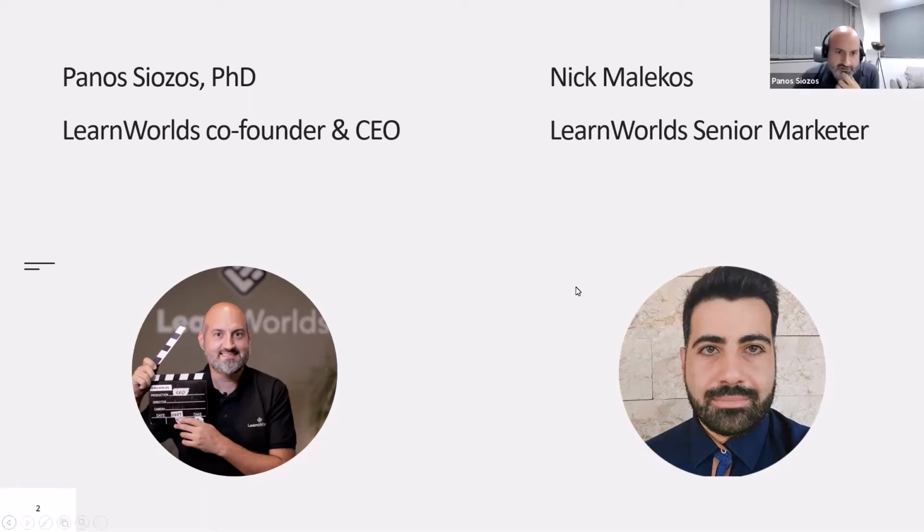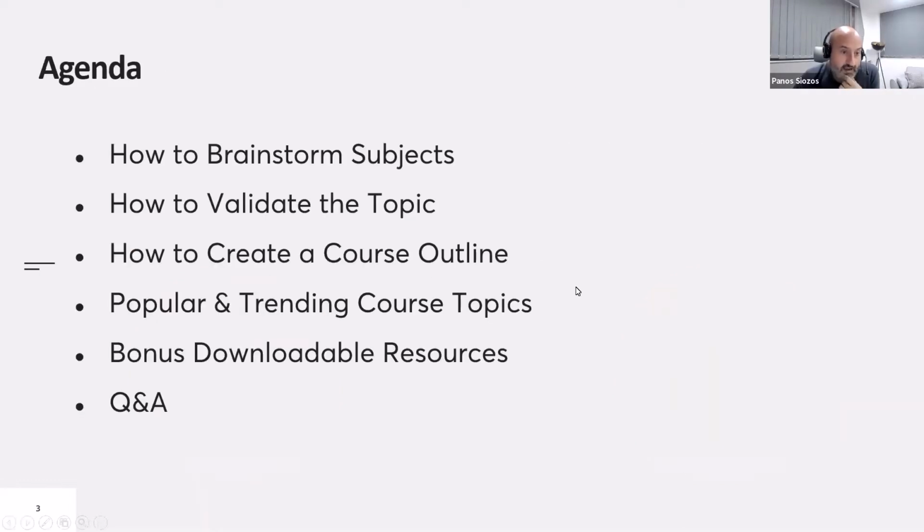After these introductions, let's see what we're going to cover today. We're going to talk a bit about how you can brainstorm about the subjects that you can deal with, the things that you know, and how you can transform them into an online course. We'll also talk about a few tools and methods that you can use to validate your topic, especially what the demand around your topic is, and whether there is sufficient demand that would merit creating an online course and trying to sell it.